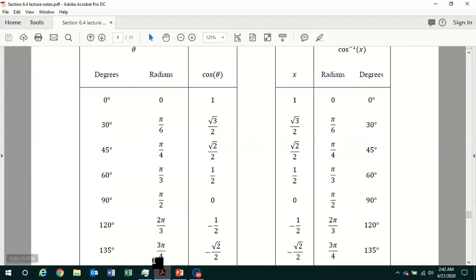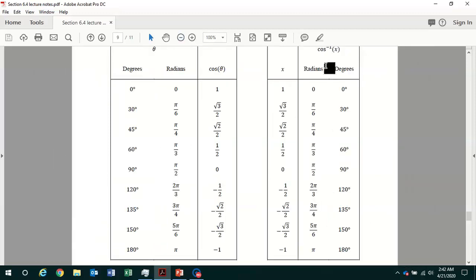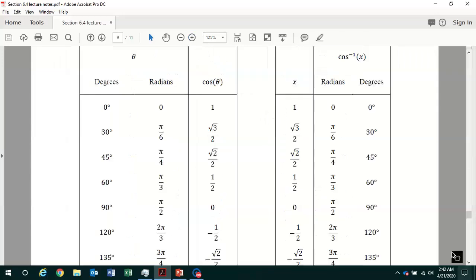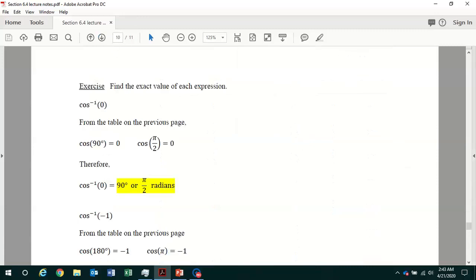Let's take a look at another one. We know that 135 degrees and 3 pi over 4 radians are the same angle. And so the cosine of 135 degrees and the cosine of 3 pi over 4 radians are both equal to minus square root of 2 over 2. And so the inverse cosine of minus square root of 2 over 2 is equal to the angle 3 pi over 4 radians, which is the same as 135 degrees. So let's look at some examples on the next page.